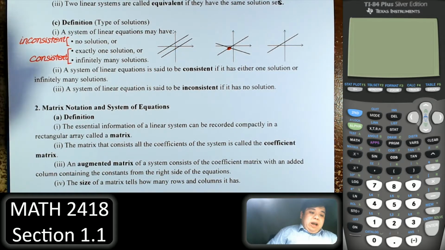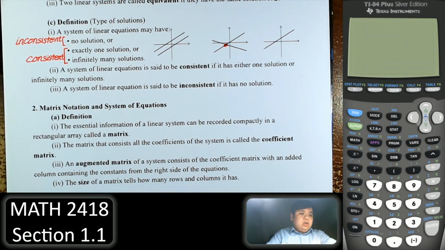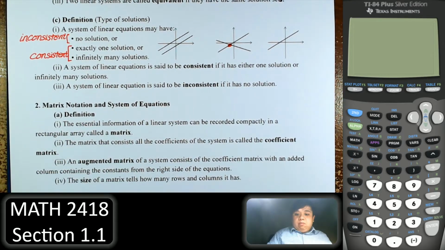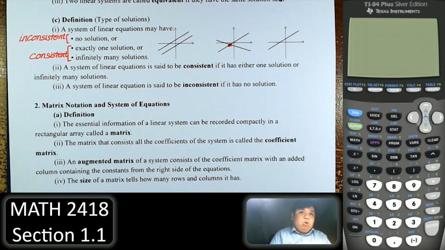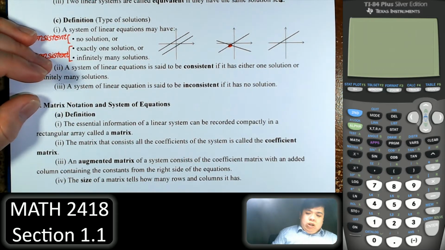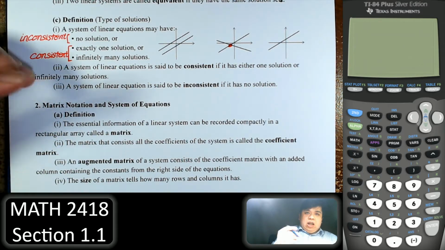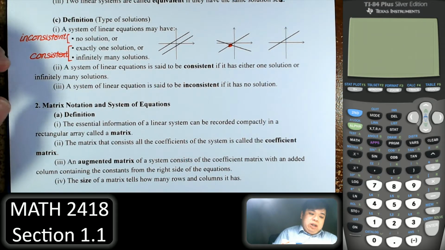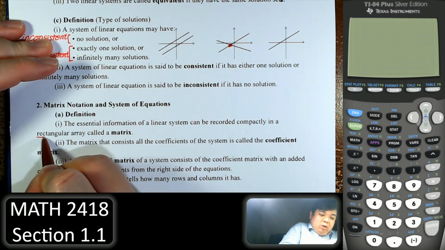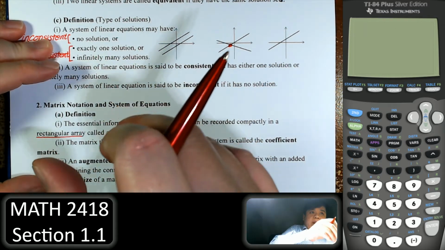Matrix notation and systems of equations. In this class, most of the systems of linear equations, we will use matrices to solve. There are a lot of different ways to solve them, but most of them we learn here. We use matrices. So what is a matrix? A matrix is a table or a two-dimensional array, a rectangular array, meaning it has rows and columns.